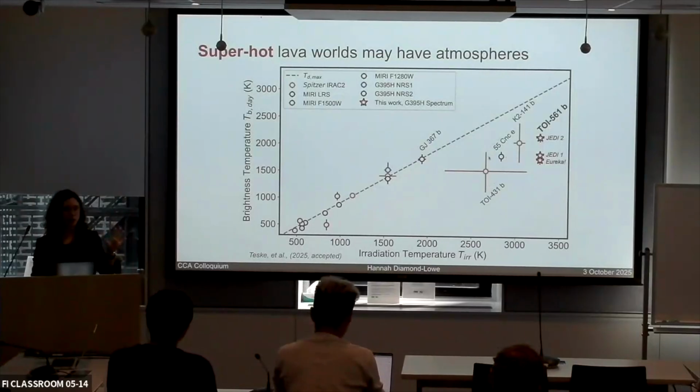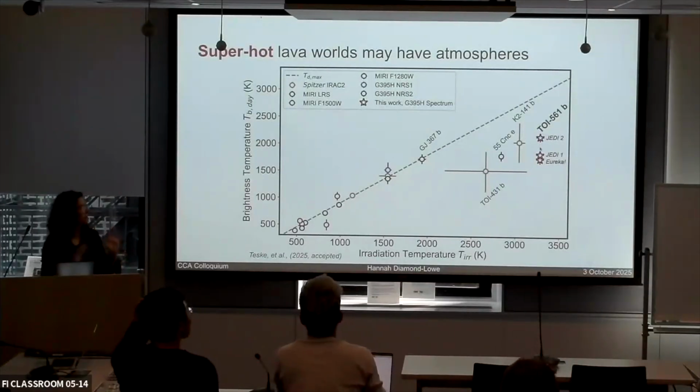55 Cancri does not orbit an M dwarf. It's a really weird planet around a G star. And TOI 561 has some discrepancy in the data reduction that's leading to these data points. However, it's tantalizing. It's intriguing.